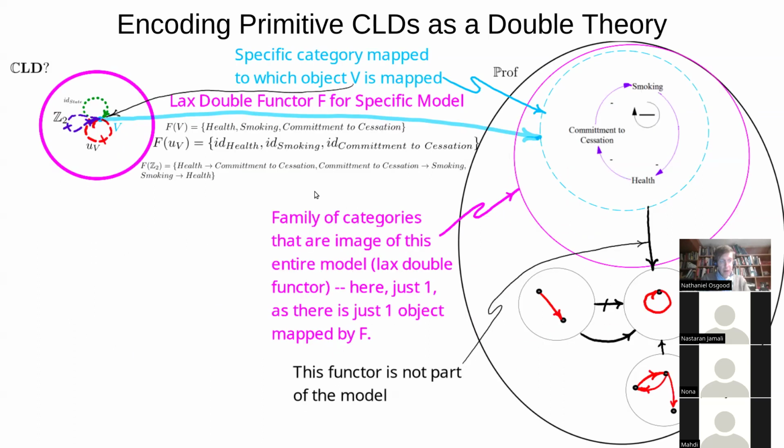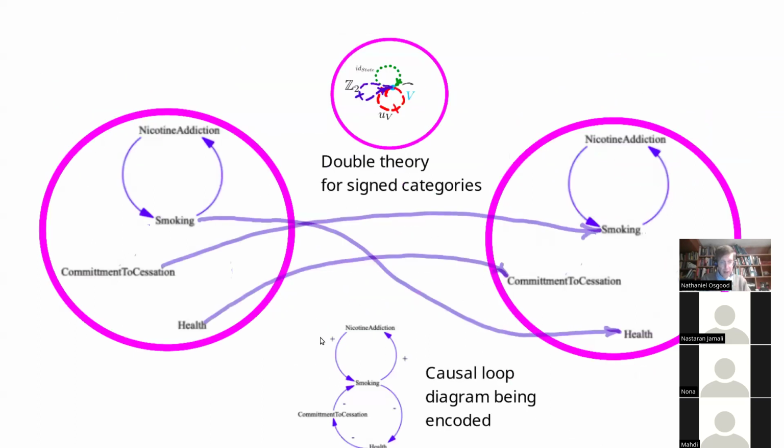And I'm going to take a particular diagram to be encoded, this one here. We're going to have two positive links in this sort of upper positive feedback and three negative links down here.